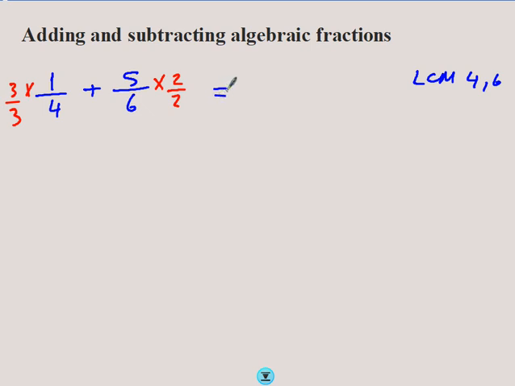And this becomes 3 over 12 plus 10 over 12, which gives you 13 over 12.